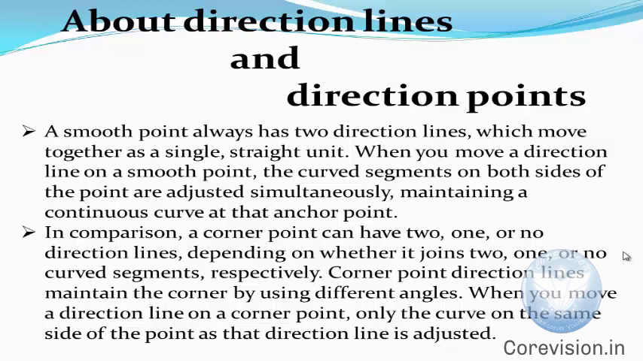In comparison, a corner point can have two, one, or no direction lines, depending on whether it joins two, one, or no curved segments, respectively. Corner point direction lines maintain the corner by using different angles. When you move a direction line on a corner point, only the curve on the same side of the point as the direction line is adjusted.